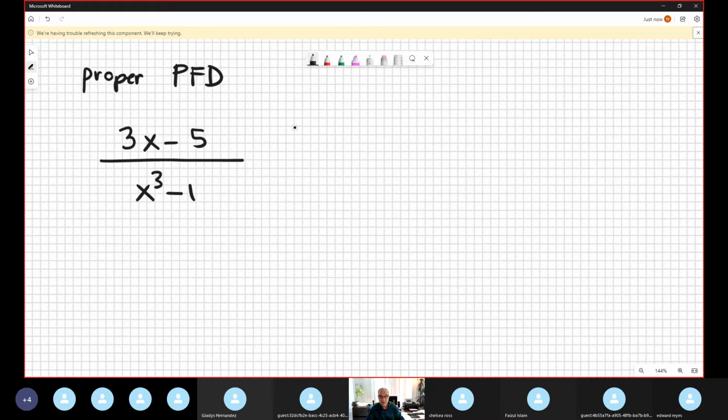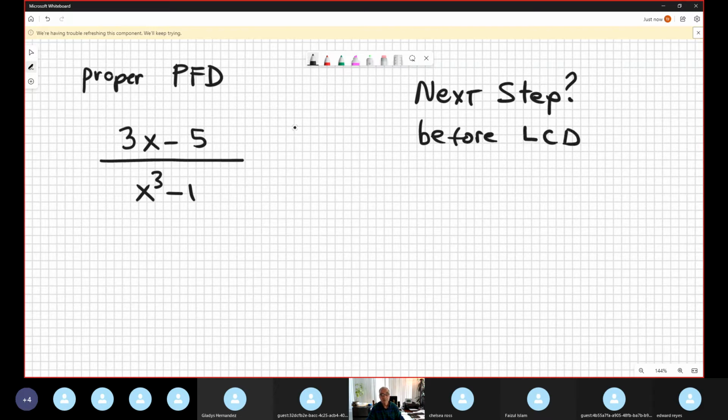Always the same next step. It's the same, always the same. Check it out in your notebook. No, before the LCD. Exactly, factor.